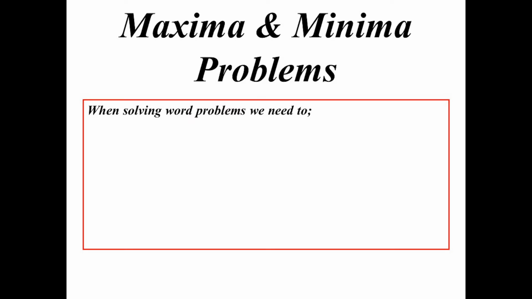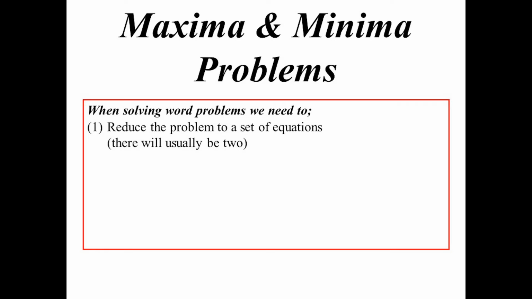So our maxima and minima problems, or optimization problems. Basically, we're getting a word problem. We want to turn it into maths so we can use our calculus to go and find the optimal solution. So we'll usually reduce our problem to a set of equations. Normally there'll be two. Sometimes it's different to that, but usually for these problems we're going to find two.